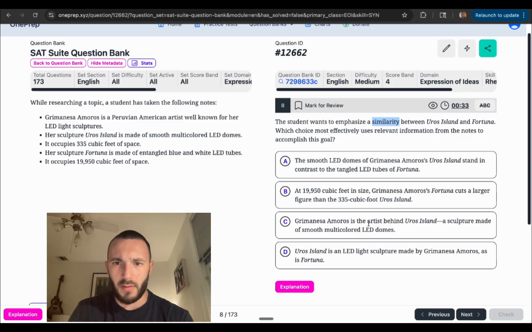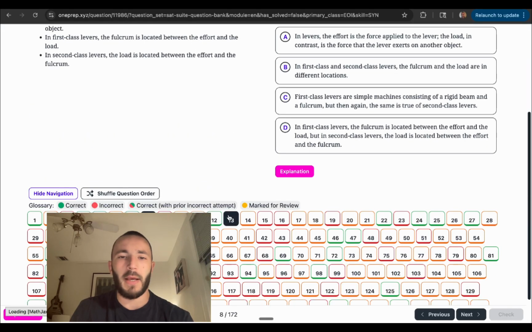This one is the artist behind Uros, a sculpture made of smooth multicolored LED. This one only mentions the Uros Island. It doesn't mention the Fortuna, so that can't be right. Uros Island is an LED light sculpture made by blah, blah, blah, as is Fortuna. As is, similar. Boom. See, it's a giveaway. You don't have to read any of this. Check. Next. I want to get to a hard one.